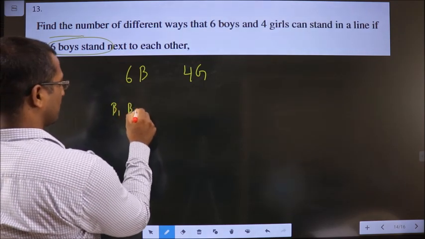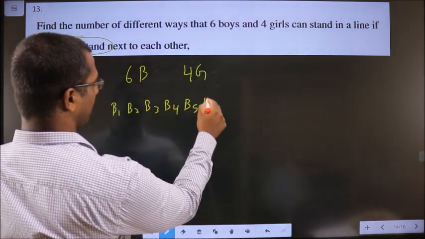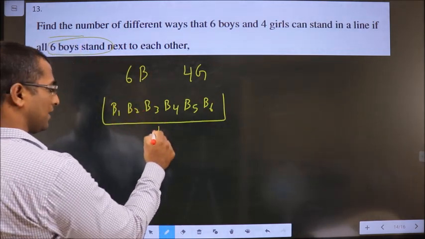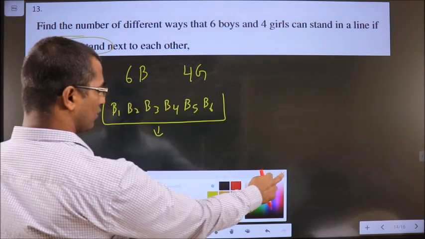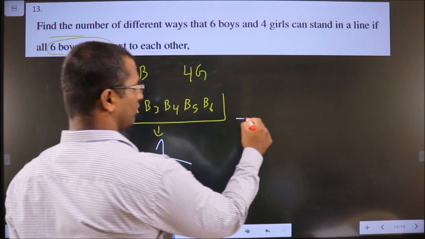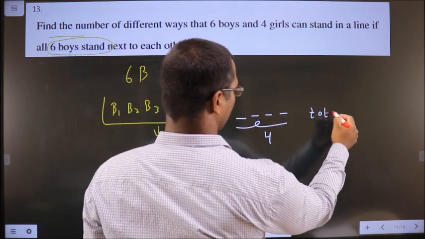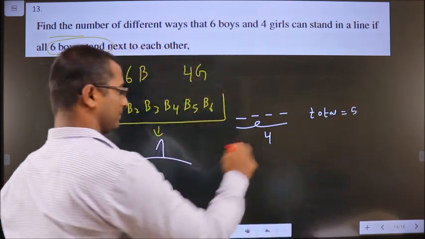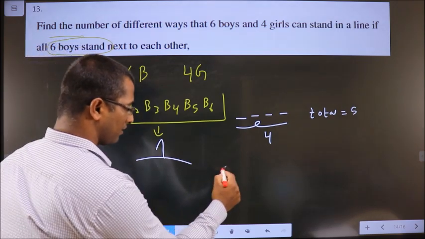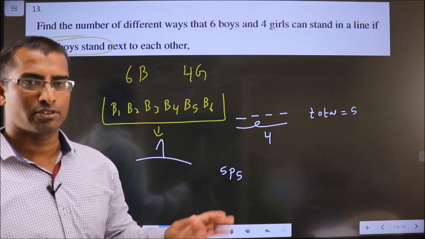So 6 boys, boy 1, boy 2, boy 3, boy 4, boy 5, boy 6. They should stand next to each other means they should be together. For me to make sure that they are together, I should consider them to be one unit. And 4 girls. So total is 1 plus 4, 5. Now these 5 can be shuffled in 5P5 ways. None of them are identical, so divide will not come.